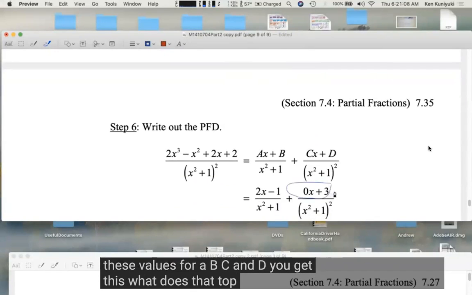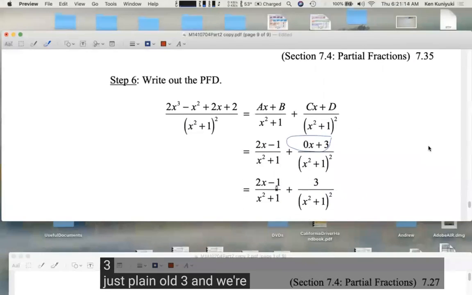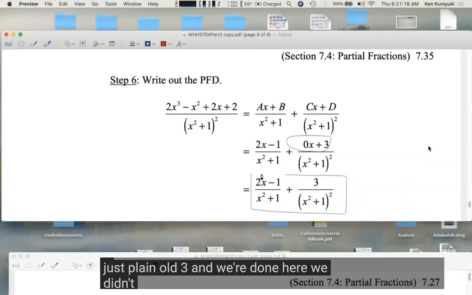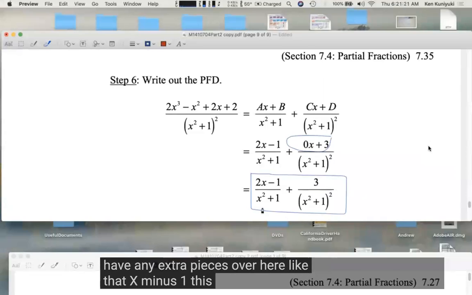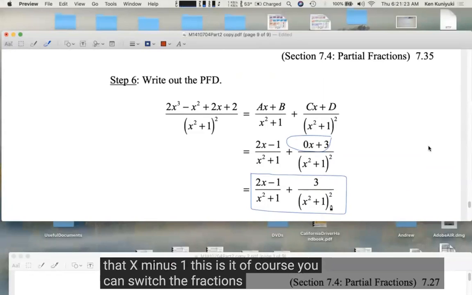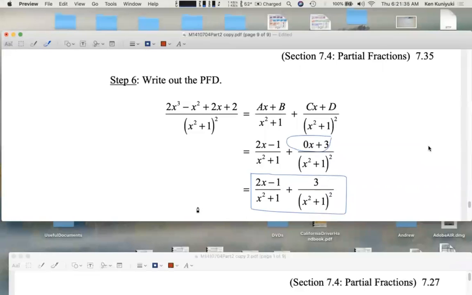What does that top become? 0x plus 3. Just plain old 3. And we're done here. We didn't do any long division, so we didn't have any extra pieces over here, like that x minus 1. This is it. Of course, you can switch the fractions: (2x minus 1) over (x squared plus 1) plus 3 over (x squared plus 1).